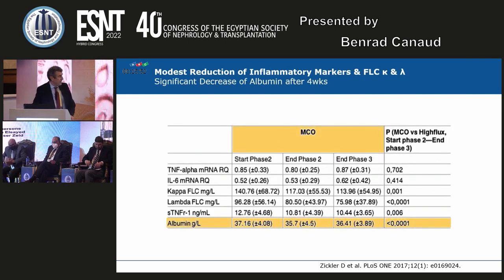And then the same study shows that the MCO works on the different TNF and interleukin-6. I mentioned the free light chain, kappa lambda, or TNF. So there is a decrease, meaning that by increasing the convective volume or the convective dose, you can affect inflammatory markers, but see what happened with the albumin. They are losing almost 1-2 grams, which is significant after only 8 weeks.